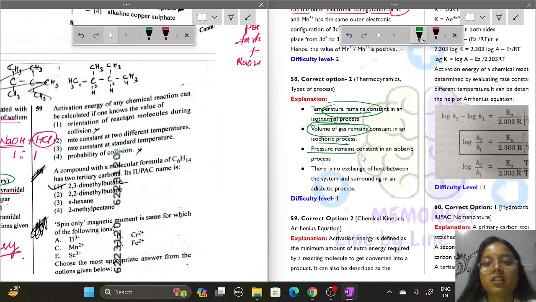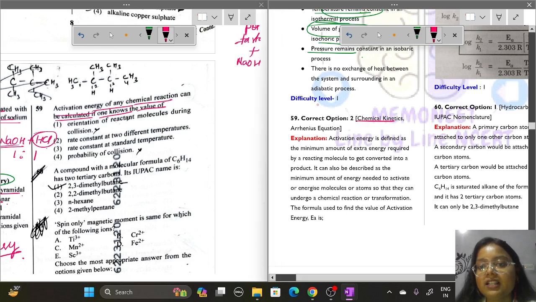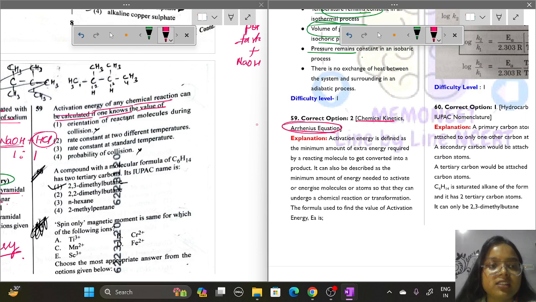Okay. Next is question number 59. The activation energy of any chemical reaction can be calculated if one knows the value of. This question comes from chemical kinetics, okay, and it is from the Arrhenius equation. Activation energy, it is from the Arrhenius equation. So what is activation energy? It is the amount of extra energy which is required by the reacting molecule to get converted into product, and it is described as the minimum amount of energy which is needed to activate or energize molecules or atoms so that they undergo chemical reaction or transformation.